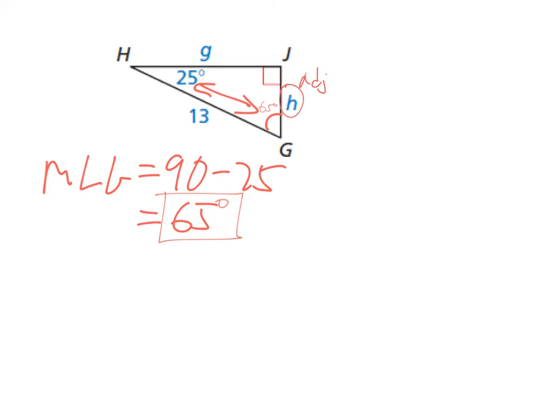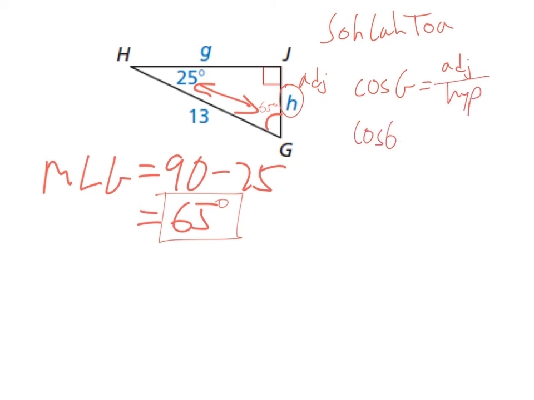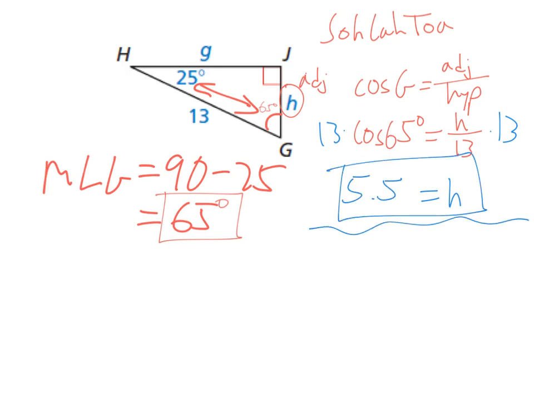So we've got adjacent using SOHCAHTOA. Cosine of angle G is adjacent over hypotenuse. So cosine of our 65-degree angle is h over the hypotenuse. We can multiply both sides by 13 here. And we get h is equal to 13 times the cosine of 65. And that comes out to be 5.5. Okay, so we got h.